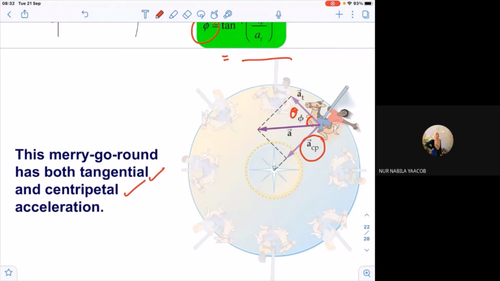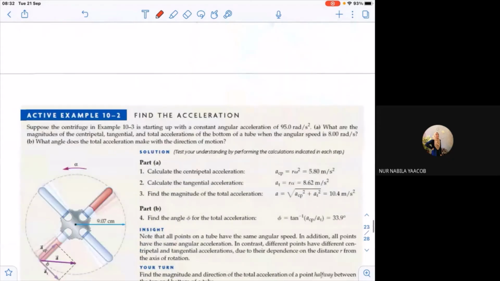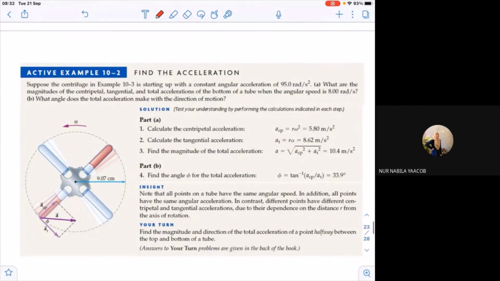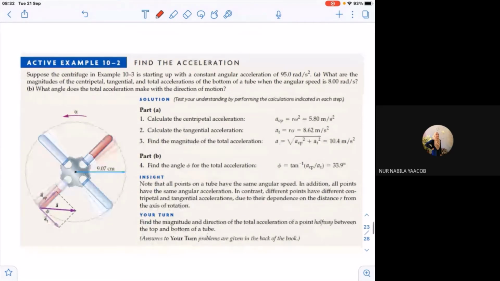Okay, if it doesn't have a tangential acceleration, of course the horse is not moving. So that's why we can say that when an object moves in a circle, sometimes, or most of the time, it will have some centripetal acceleration, and at the same time it will have a tangential acceleration. Okay, so look at some examples here.